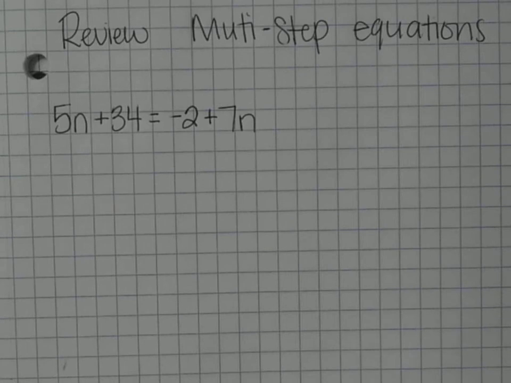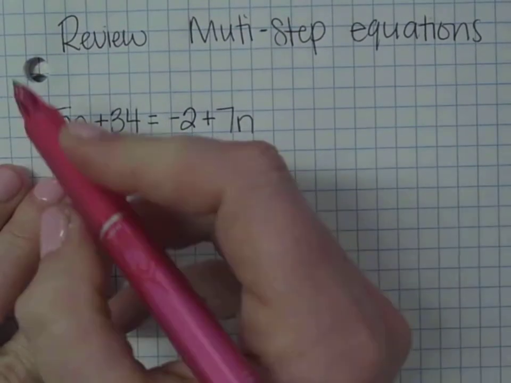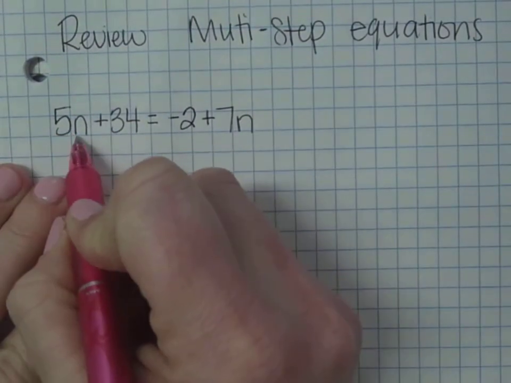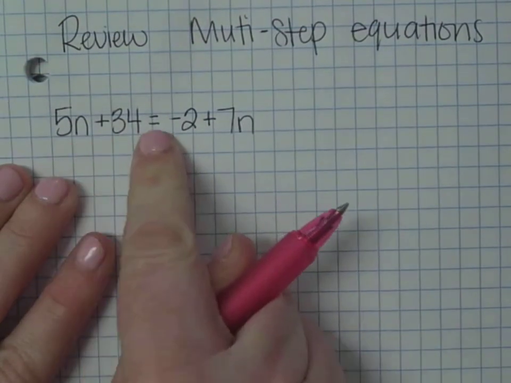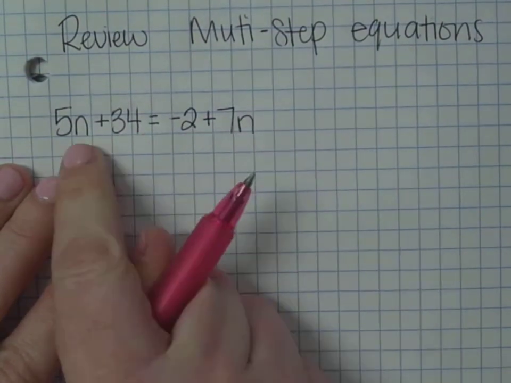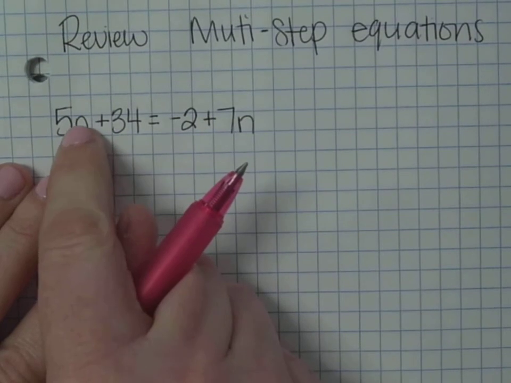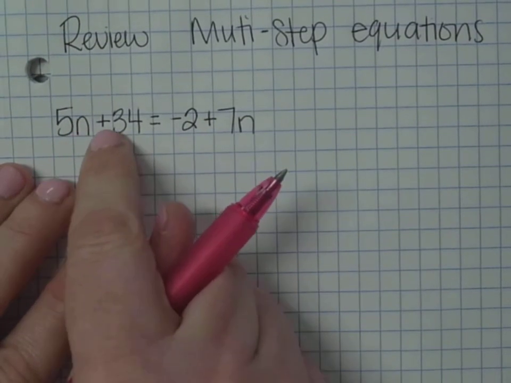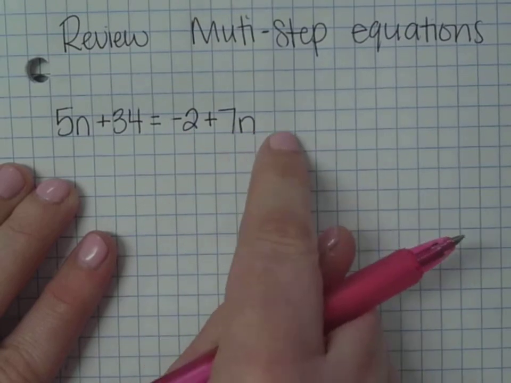So, review of multi-step equations. Remember, when you're doing these, you're looking for what the variable equals, or what number you can plug into this equation that will make the statement true. Like if I plugged a 3 in here, 5 times 3 plus this would have to equal -2 plus 7 times 3.